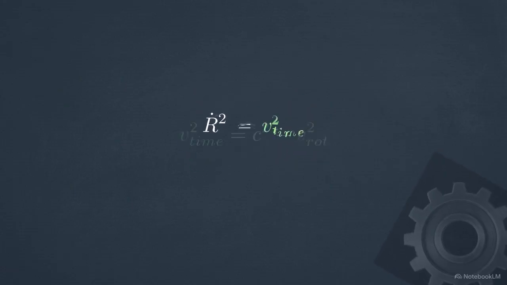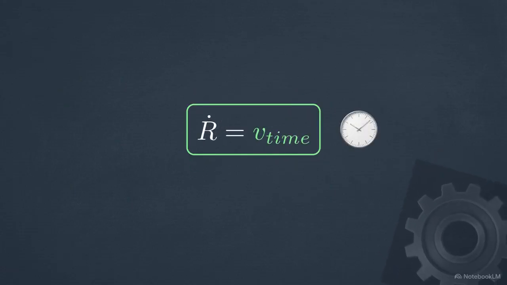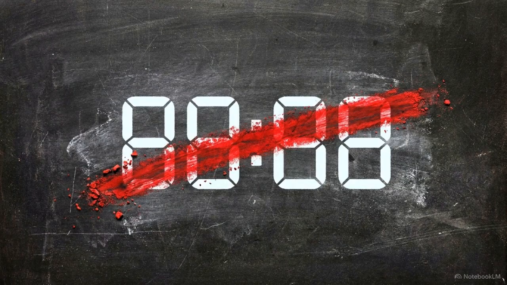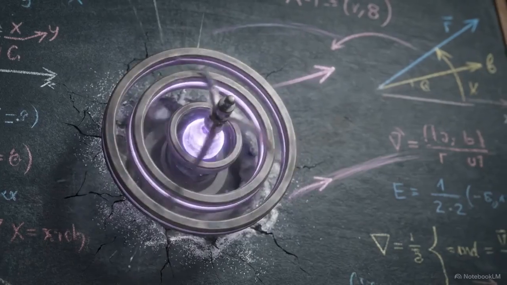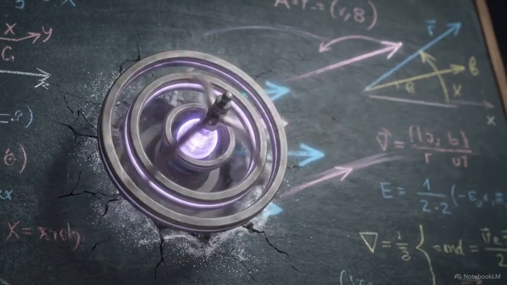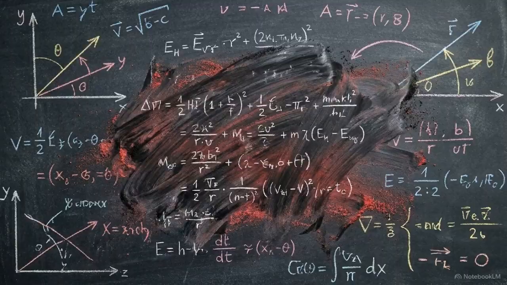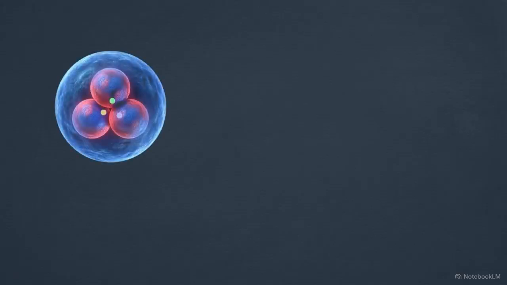This derivation yields a direct identity. R dot equals v time. The rate at which the universe grows is the same physical quantity as the speed at which time flows. Time is not an independent dimension that ticks away in the background. The passage of time is literally the freed kinematic budget resulting from the physical deceleration of the rotating universe. This framework replaces the need for dark energy. Instead, the cosmological constant is calculated from the shift of the chiral condensate inside a nucleon, a value derived entirely from nuclear physics.